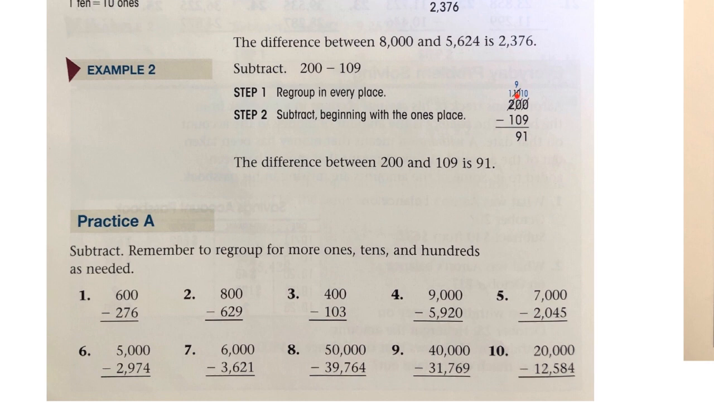Then we can regroup from that 10 tens, take one of those, make it 9, give it to the ones column. 0 plus 10 is 10. 10 minus 9 is 1. 9 minus 0 is 9. 1 minus 1 is nothing. We don't have to write that again. The difference between 200 and 109 is 91.